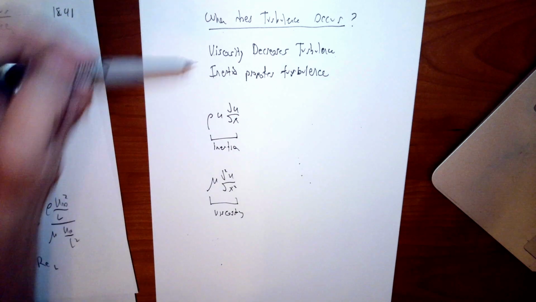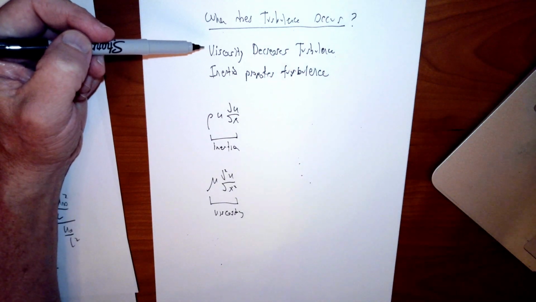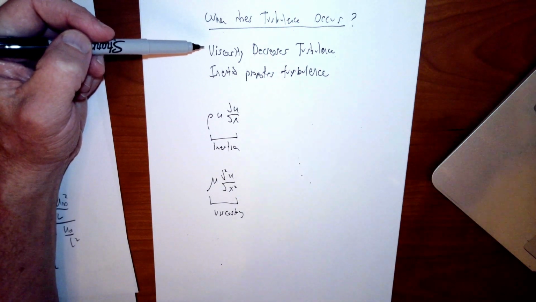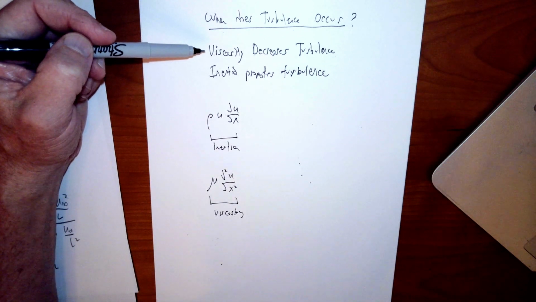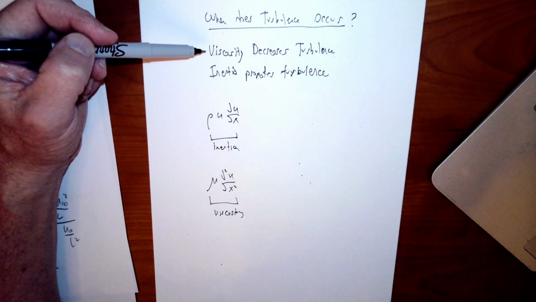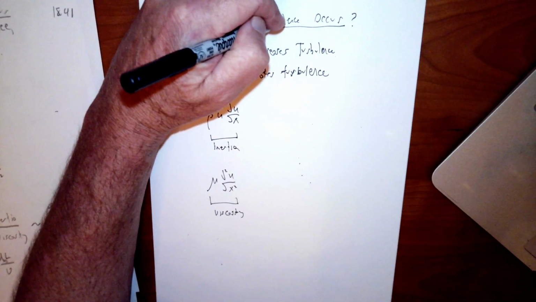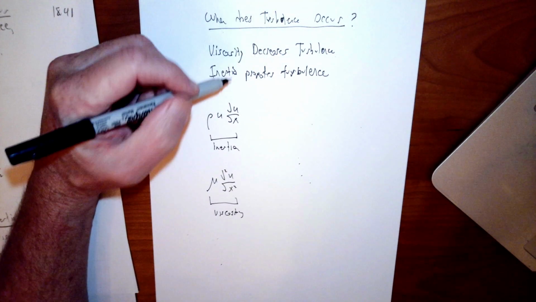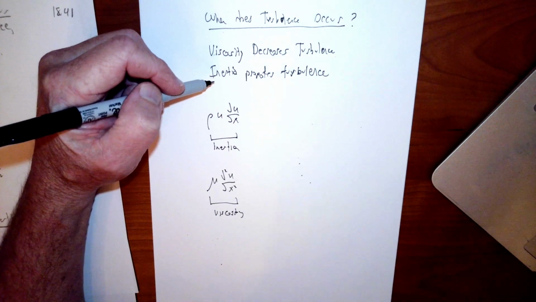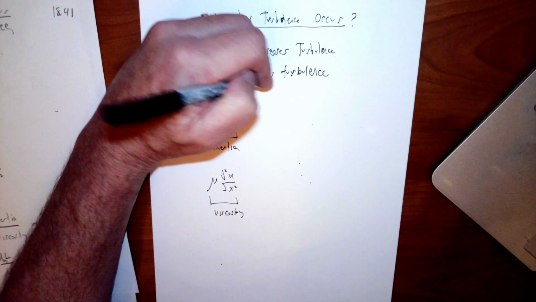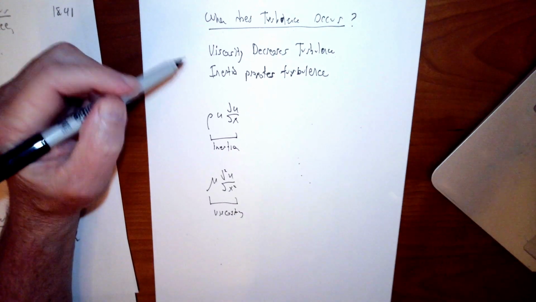As I've said, viscosity decreases the tendency of the flow to be turbulent. Viscosity is a stabilizing influence. Sticky fluid is less likely to exhibit turbulent behavior because spinning and swirling is inhibited by the fact it sticks to itself. Inertia, on the other hand, promotes turbulence. So the inertial forces pushing from behind or pushing from below tend to cause turbulence to occur.